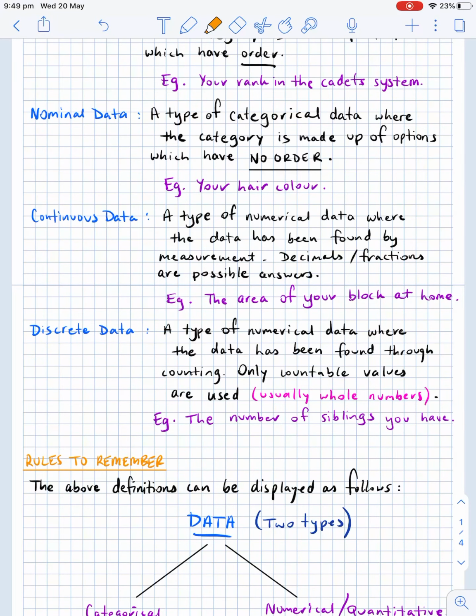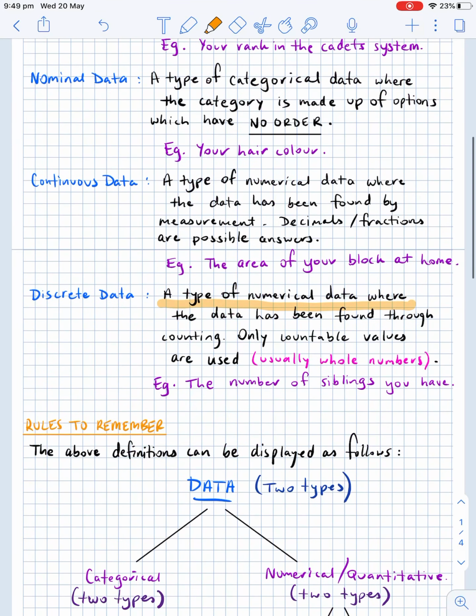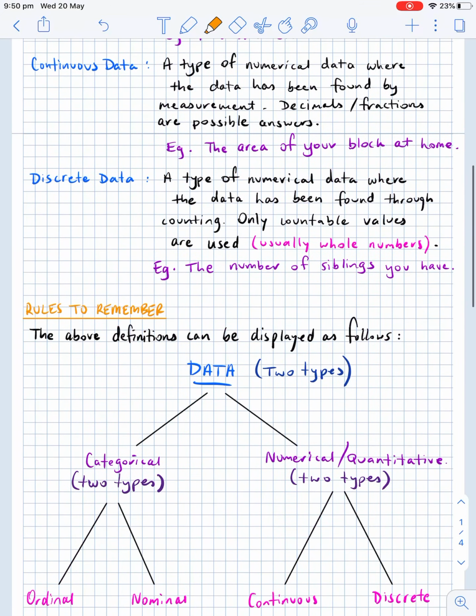Discrete data is a type of numerical data. So again, it falls under this category here. It's a type of numerical data where the data has been found through counting. So only countable values are used. So they're typically whole numbers. You can sometimes count with halves or quarters, etc. But it's all about counting. That's how we determine the value, the answer for these sorts of questions. For example, the number of siblings you have. Typically you're only going to be counting your siblings with whole numbers. So we'd call that sort of data discrete data.